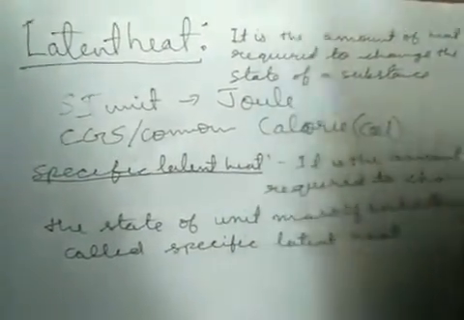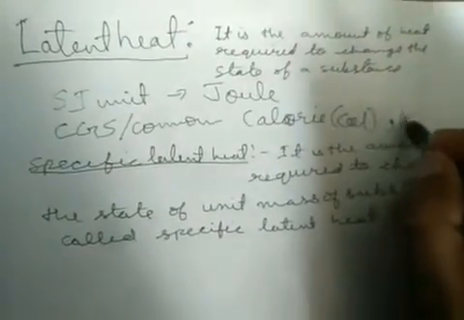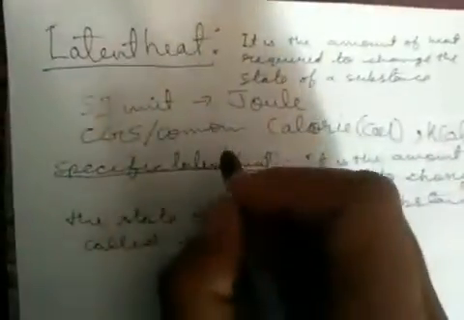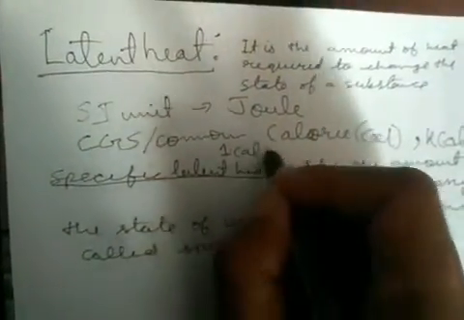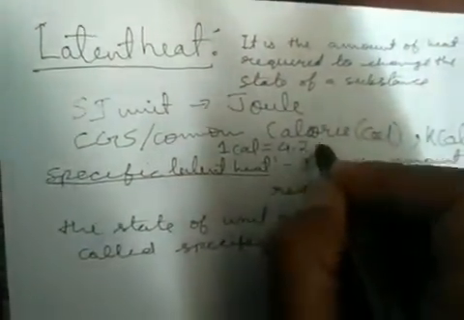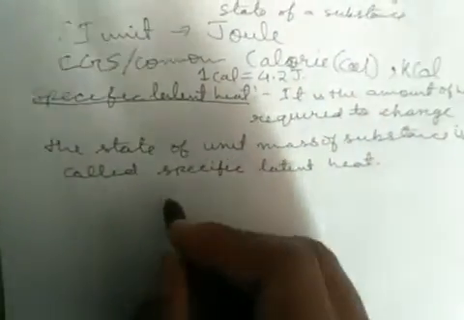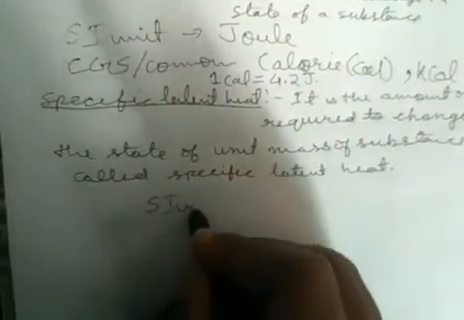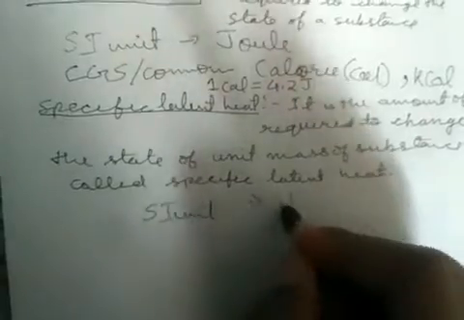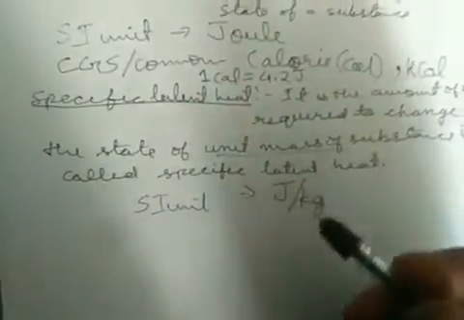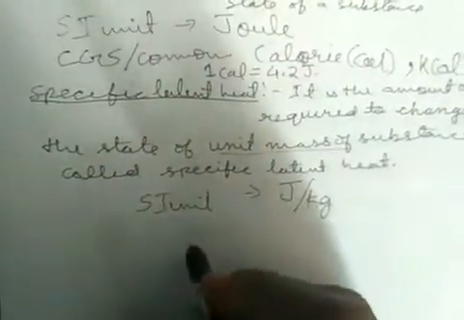Calorie, and its bigger CGS unit is kilocalorie. Oh, I forgot. 1 calorie is equal to 4.2 joule. Remember these relations. Specific latent heat, its SI unit is joule per kg because it is for unit mass. Per means energy per mass.